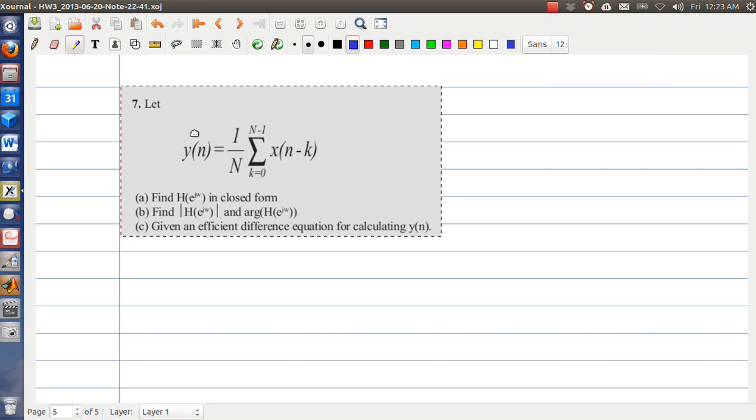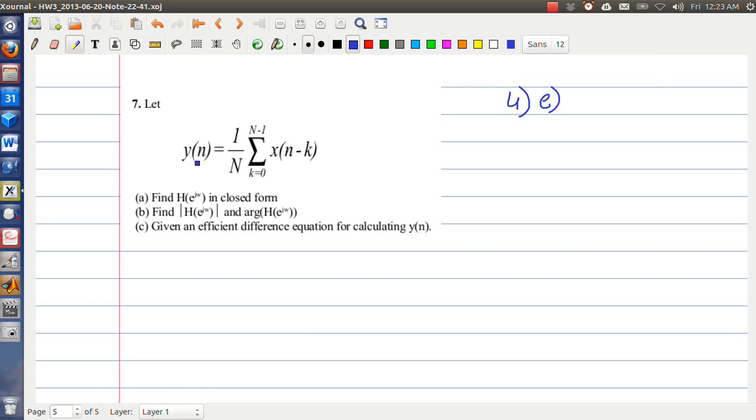In problems like this one, and if you remember problem 4e, where you're given a relationship between the output y and the input x, it's very easy to find the Fourier transform H(e^{jω}) directly without ever having to know h of n. So we don't need this, we can directly arrive at this. How do we do this?